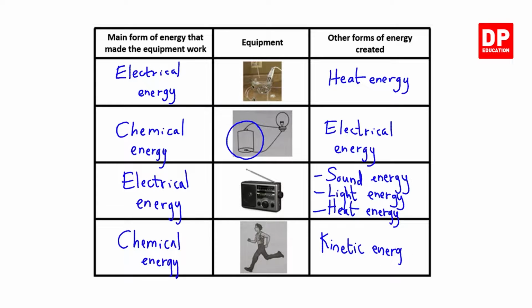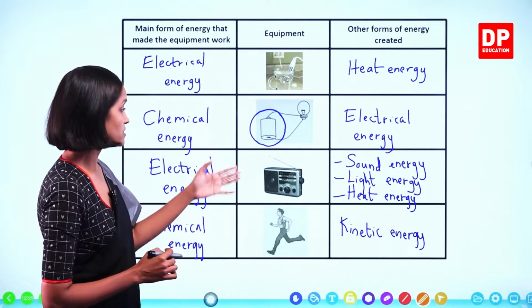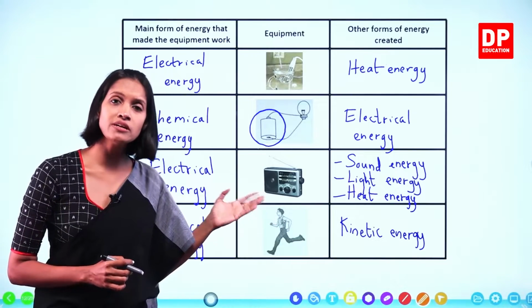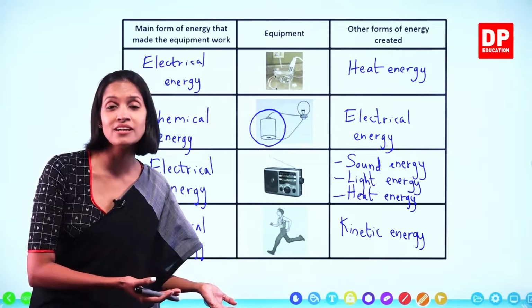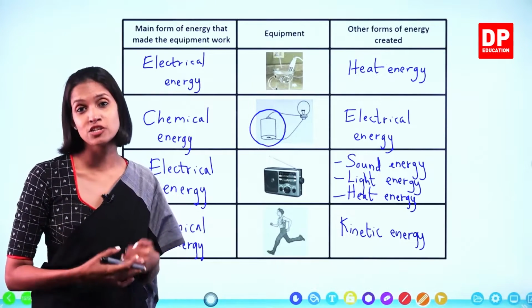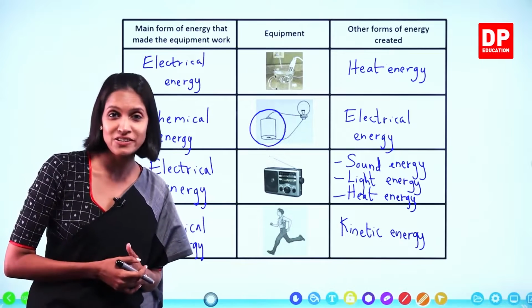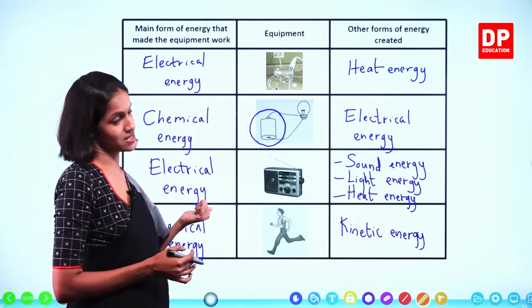So all the moving objects contain kinetic energy, right? So we answered many questions under this part. When you look at any type of equipment, I hope now you can realize what form of energy should be provided and what form of energy is created when we use the equipment. Right, children? So I hope this was very clear now. We'll move on to the next.